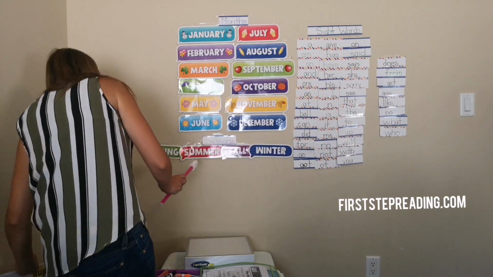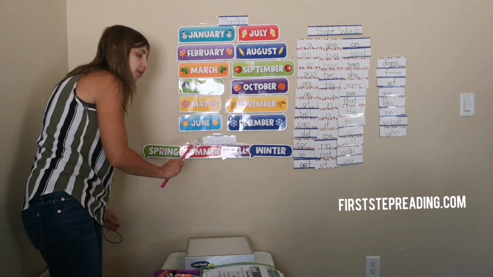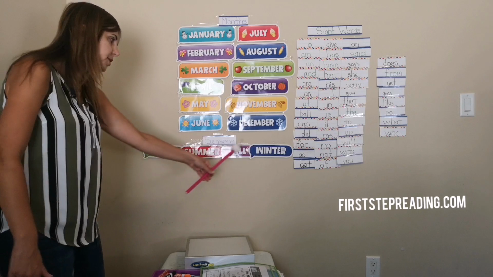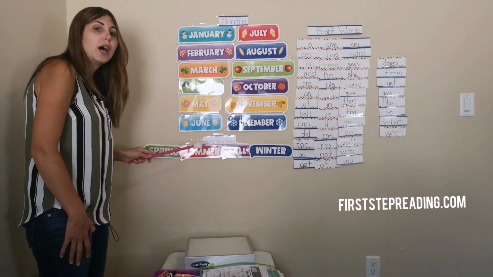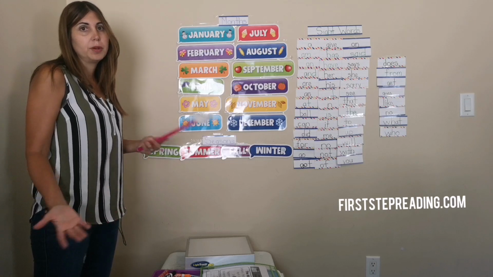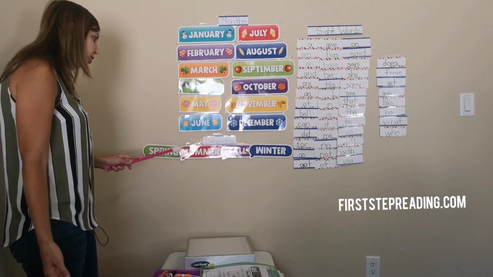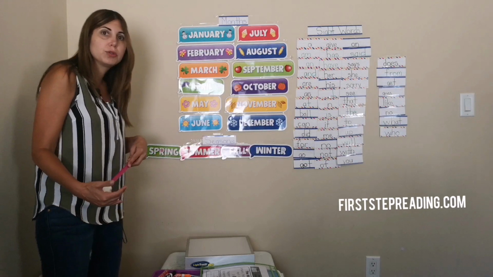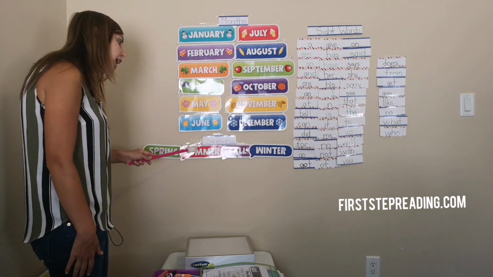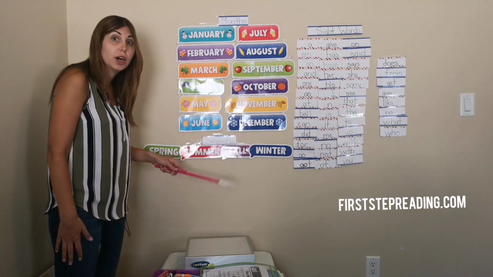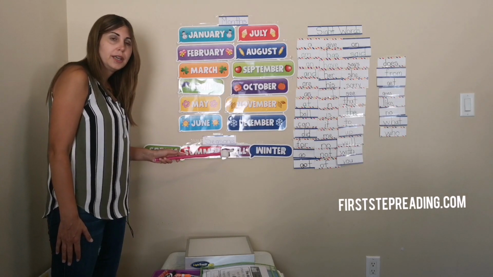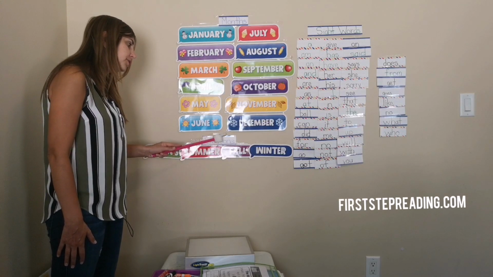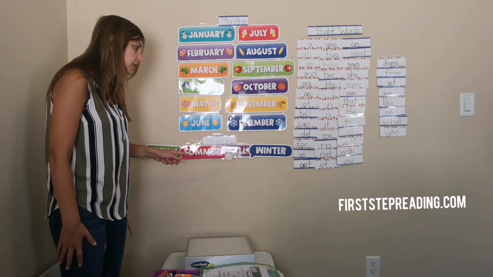August is in the season of summer. There are four seasons in the year. In the summer, it's the hottest season. It's where people like to go swimming. They usually have a summer break from school. After summer comes fall or autumn. That's where it starts to cool down and the leaves change colors and they start to fall off the trees.